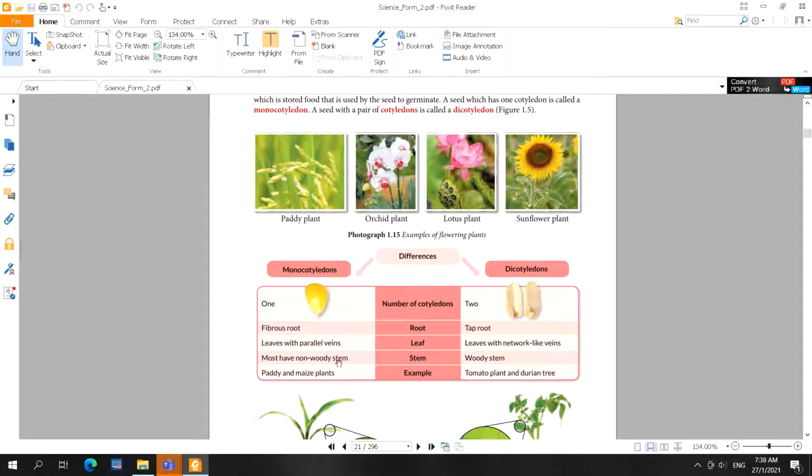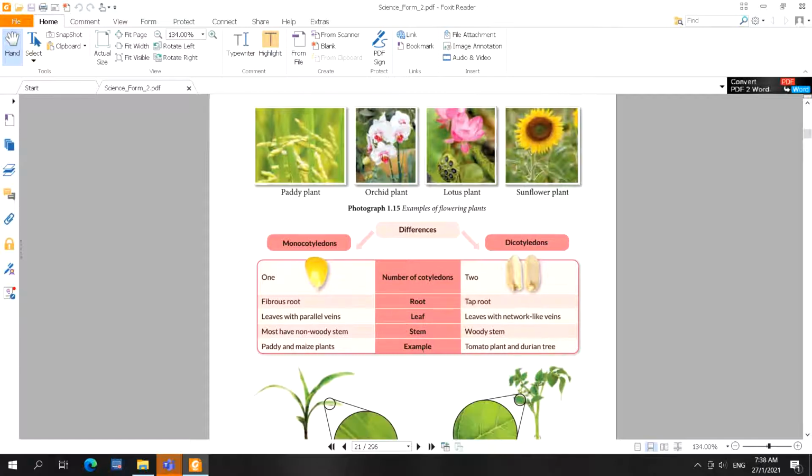How about the roots? Roots for monocotyledons are fibrous roots, while for dicotyledons are tap roots. For fibrous roots, try pulling out a grass plant and you will see the roots are fibrous, without a long main tap root. That one we call fibrous roots. And for dicotyledon we call it tap roots.